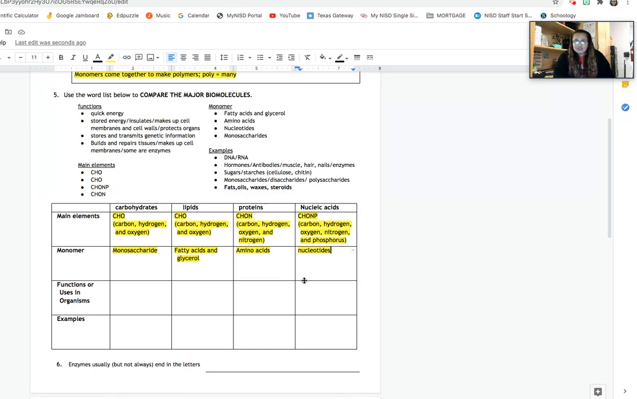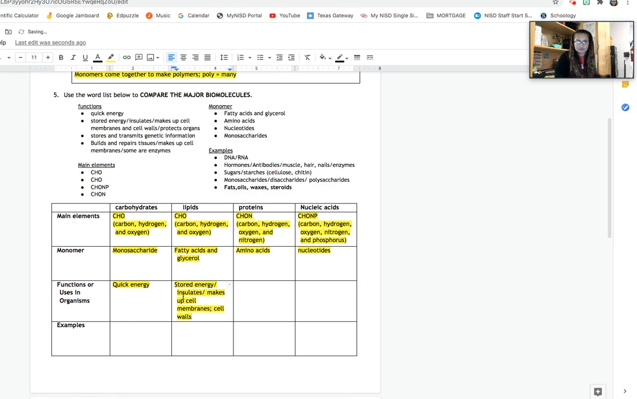The functions are uses in organisms. For carbohydrates, it's a source of quick energy. For lipids, it's stored energy, which insulates and makes up cell membranes. It also makes up cell walls, and it protects organs.